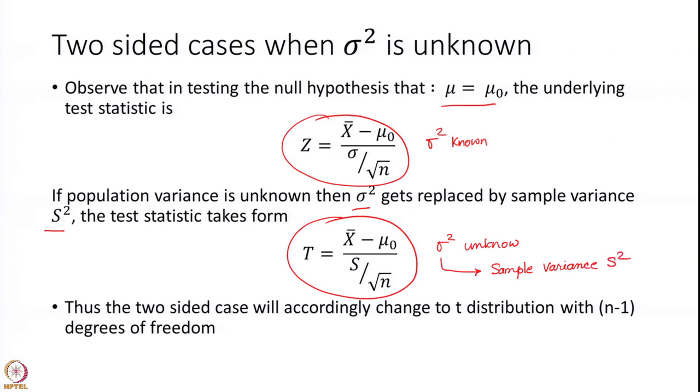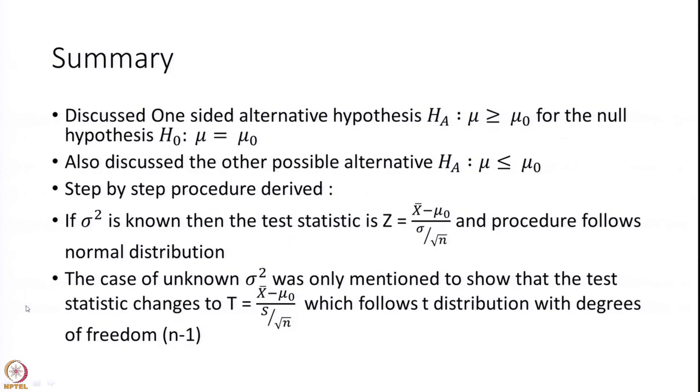S square. Thus the two sided case will accordingly change to a T distribution with n minus 1 degrees of freedom, while this becomes a normal distribution with 0 mean and 1 standard deviation. I do not think we need to repeat this in totality because it is a very obvious case. So let us summarize it. We discussed one sided alternate of mean value to be greater than mu 0 or less than mu 0.